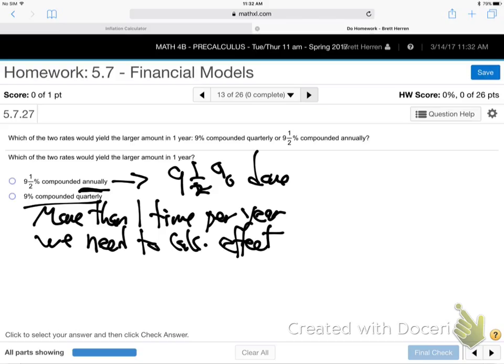So go ahead, do the little formula on that. Basically they want you to find out, is it going to come out higher than 9.5 or lower? Try to figure out which one's actually better, based on the real effect of the second one.